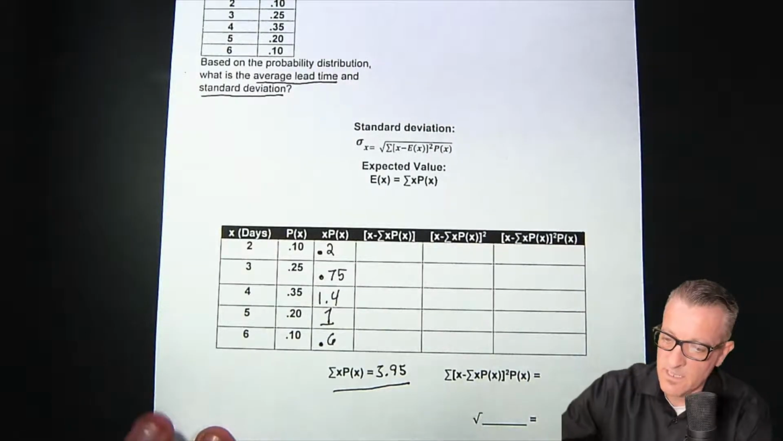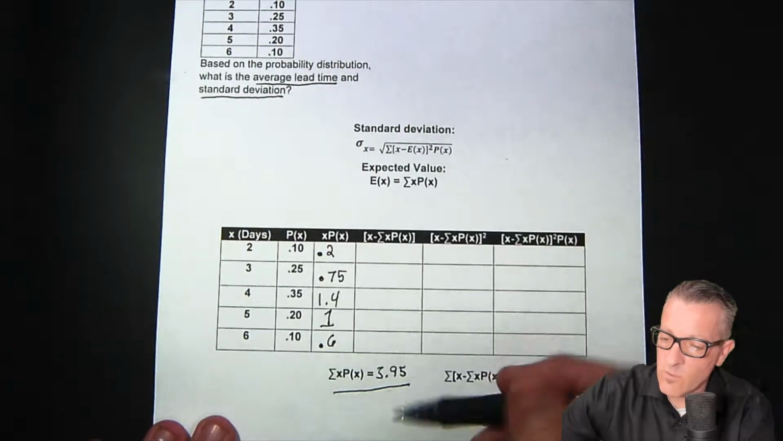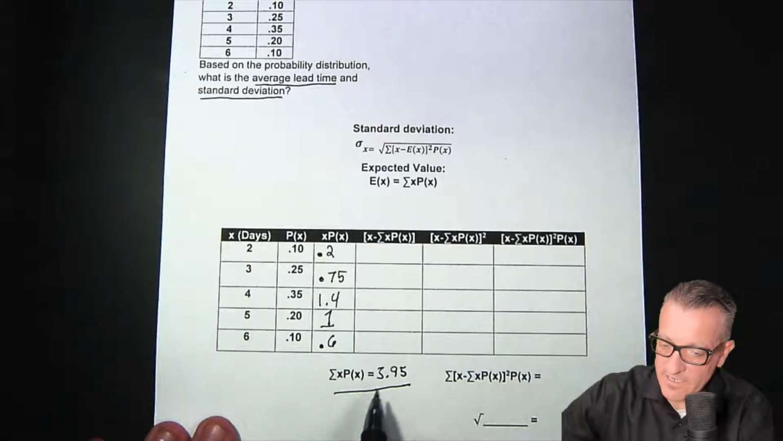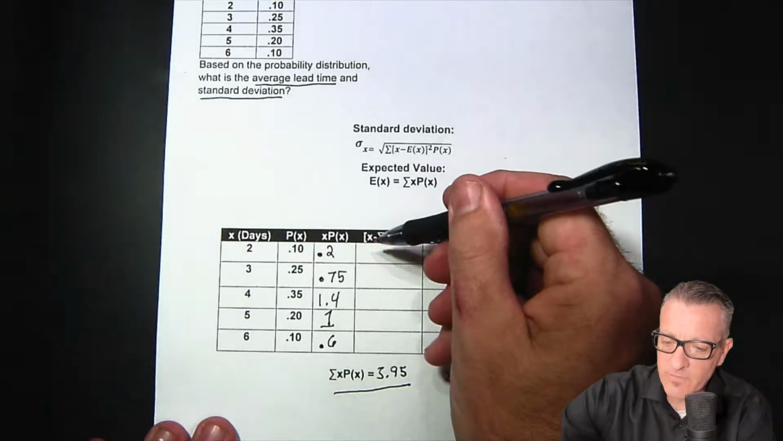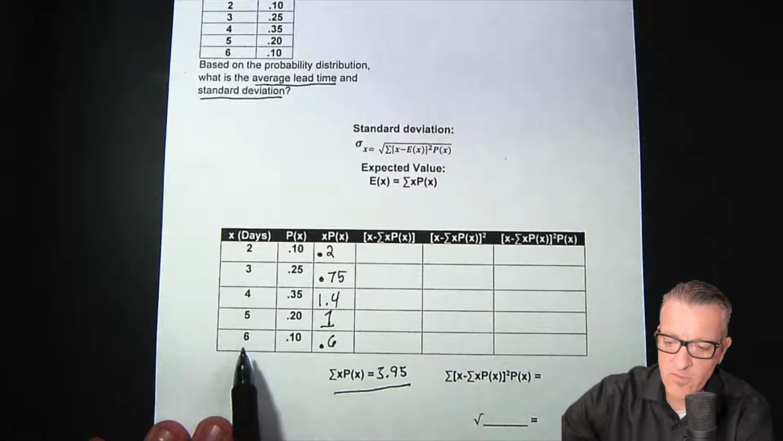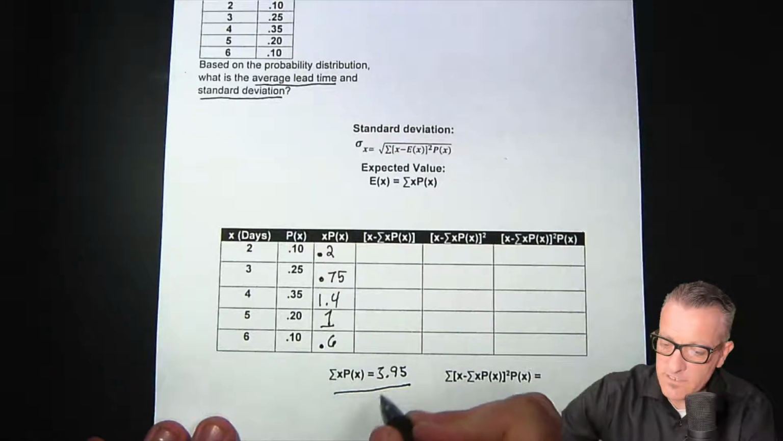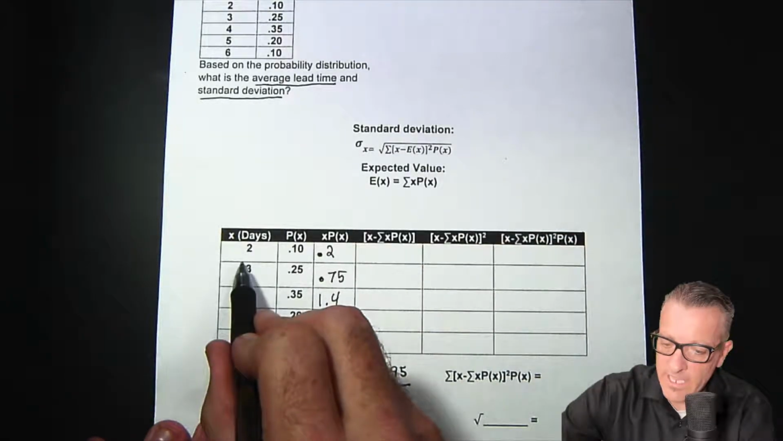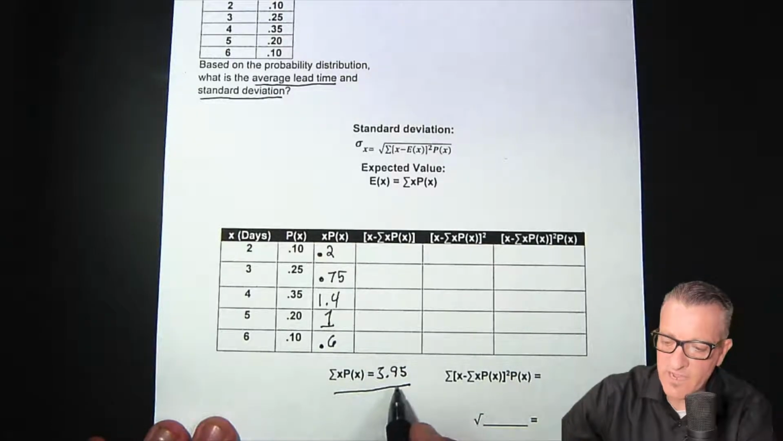So that part's easy. And then what we do is we take this expected value and we're going to subtract it from each of the x values, which are the days. So we take, for instance, 2 days, and we subtract 3.95 from it.